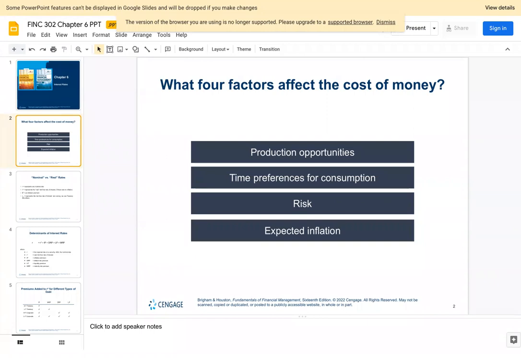We learned in an earlier chapter that risk is the chance that some unfavorable event will occur. In terms of finance, that unfavorable event would be either a low or a negative return. And finally, expected inflation. That's the amount by which prices increase over time. In other words, the general level of prices increase over time.